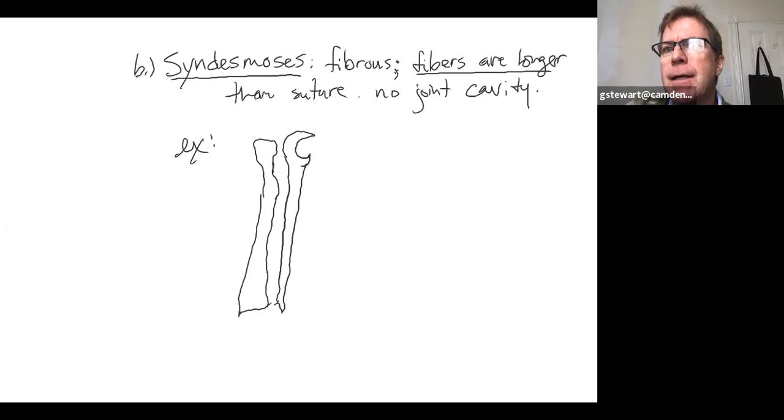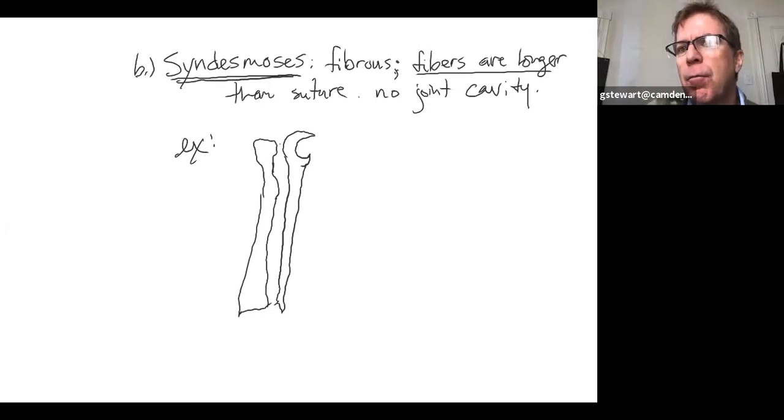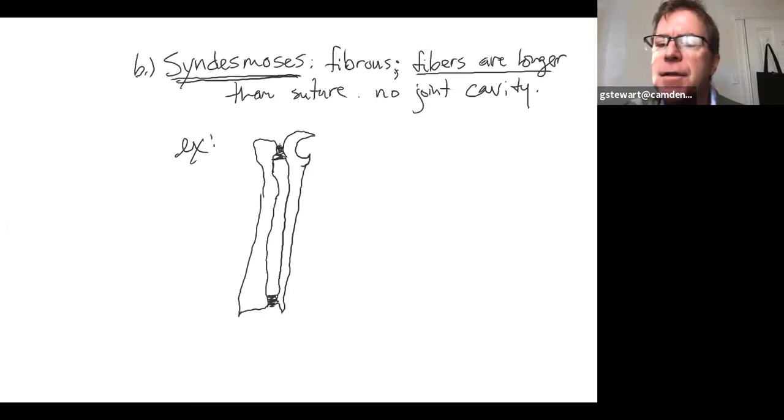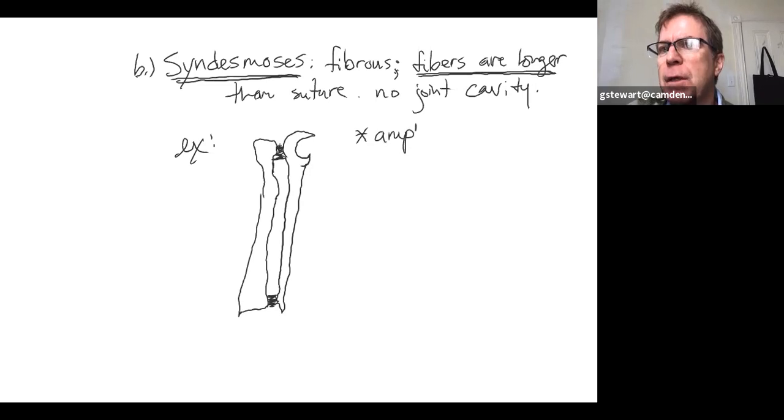There is a syndesmosis connecting these two bones together here at the proximal elbow end and down here at the distal wrist end. So it's still just a thick, fibrous, dense connective tissue joint, but the fibers are longer than in a suture. That provides for a little bit of movement. So we call these amphiarthrotic, which means slightly movable.